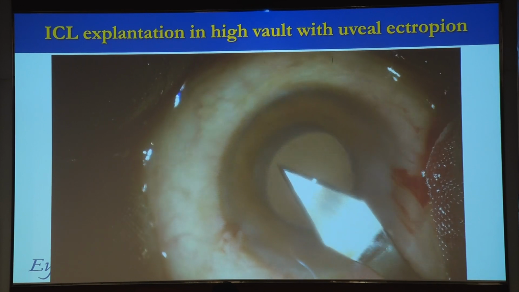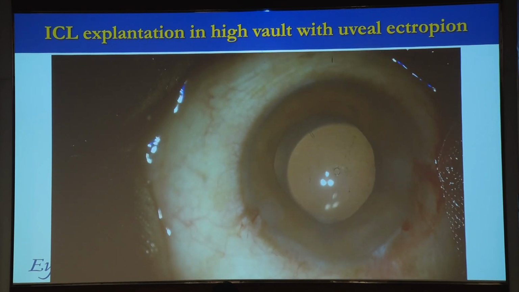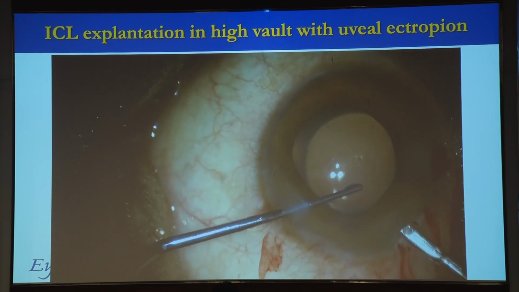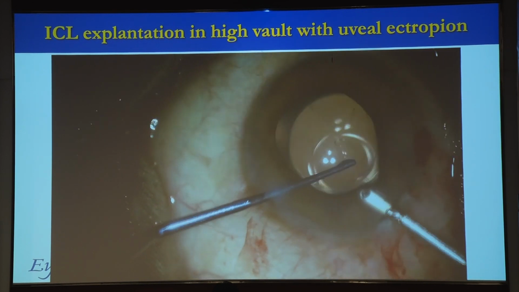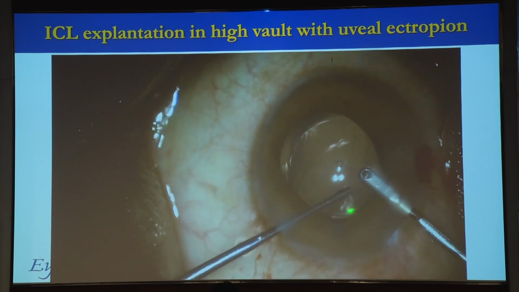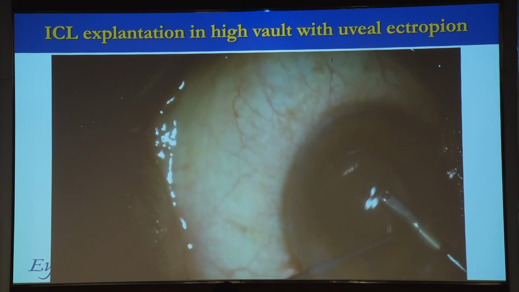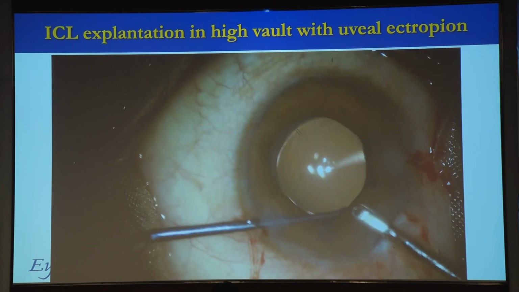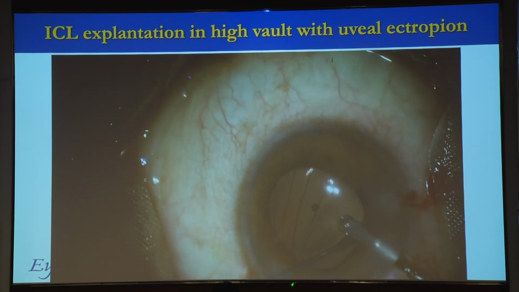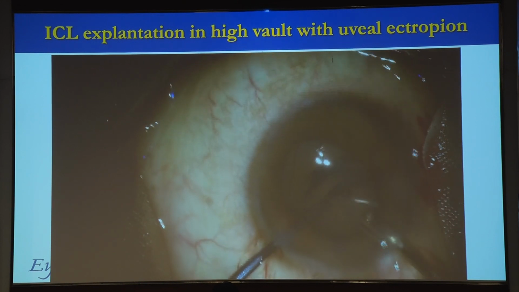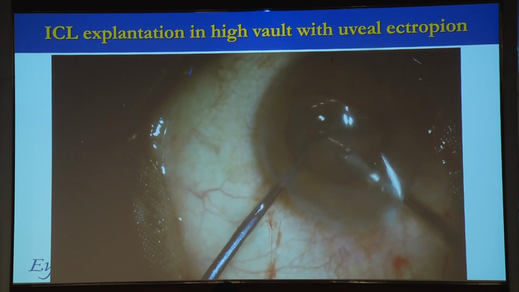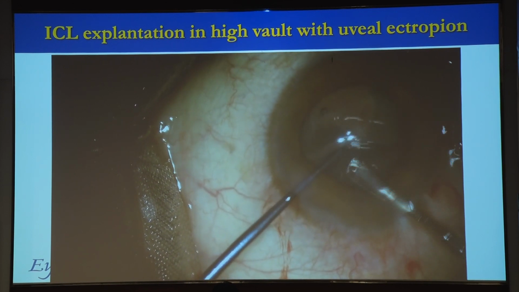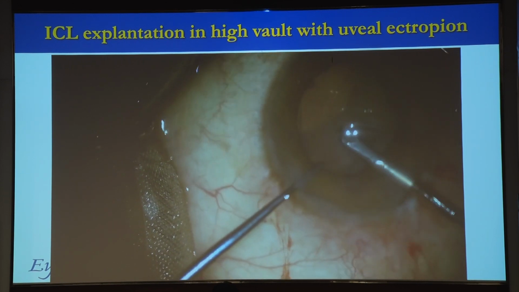Normally exchanging an ICL is not that difficult, but with such a high vault, we had quite a struggle taking this out. Normally we take one of the haptics out into the anterior chamber and then pull it out from the eye. But here we were struggling to bring out one of the haptics and were unable to do so. So we somehow managed to grab one edge of the ICL and pulled it out directly from the eye.